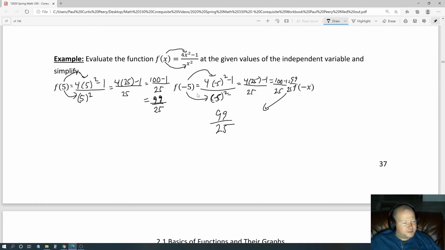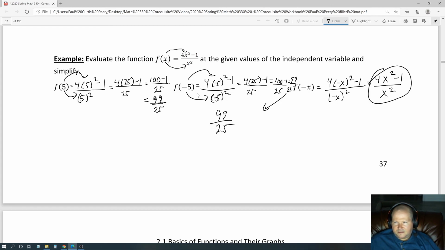Now notice that when you take 5 and square it and you take a negative 5 and square it, you end up with the same result. That's not an accident. That's correct. Now we're going to plug in a negative x. So we're going to have 4 times negative x squared minus 1 over negative x squared. Now what happens when you square the negative x? It just turns into a positive x squared, right? Again, a positive x squared. So you end up with that right there.